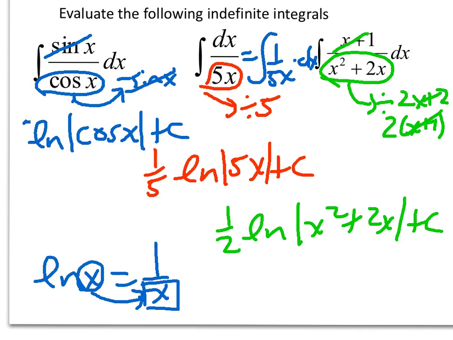So hopefully that gives you an idea of how to attack anti-deriving fractions. Always will involve natural log of whatever the denominator is. And always complete it by doing the anti-chain rule by dividing by the derivative of the inside. And the numerator should do some canceling with whatever you come up with. So hope that helps as you learn how to anti-derive fractions.